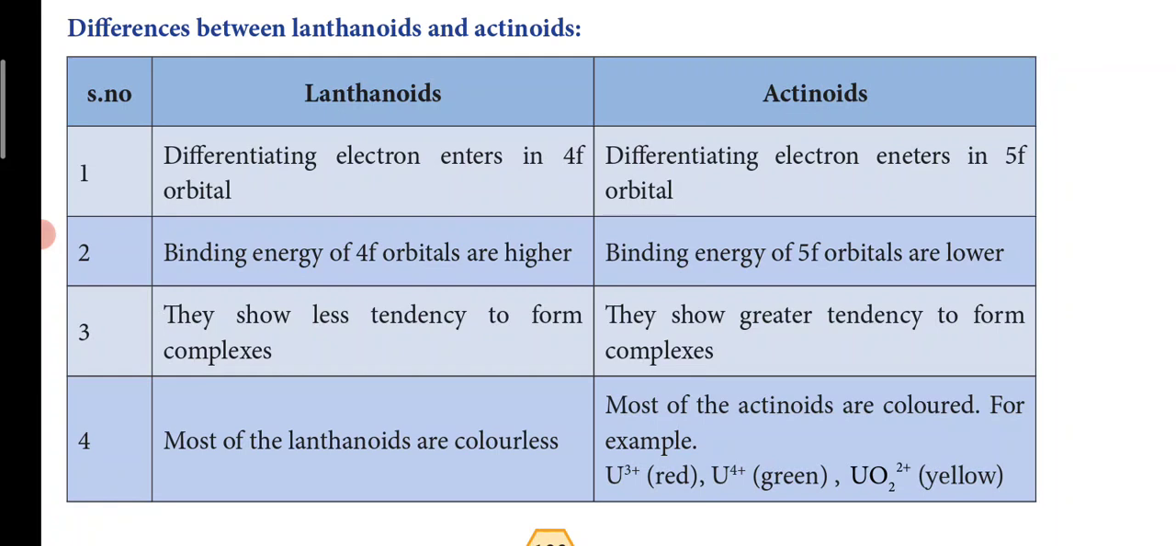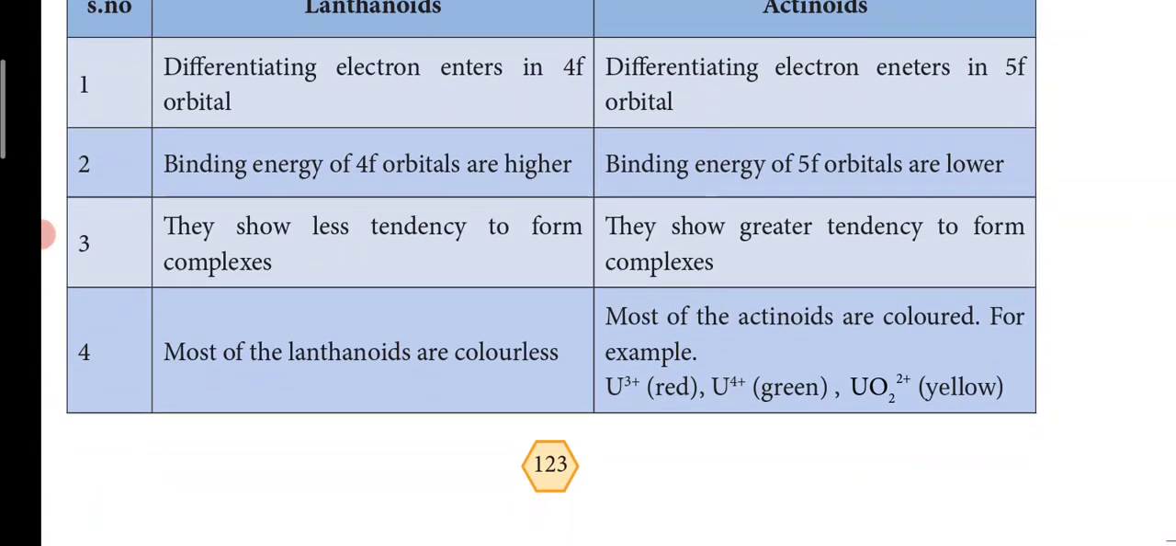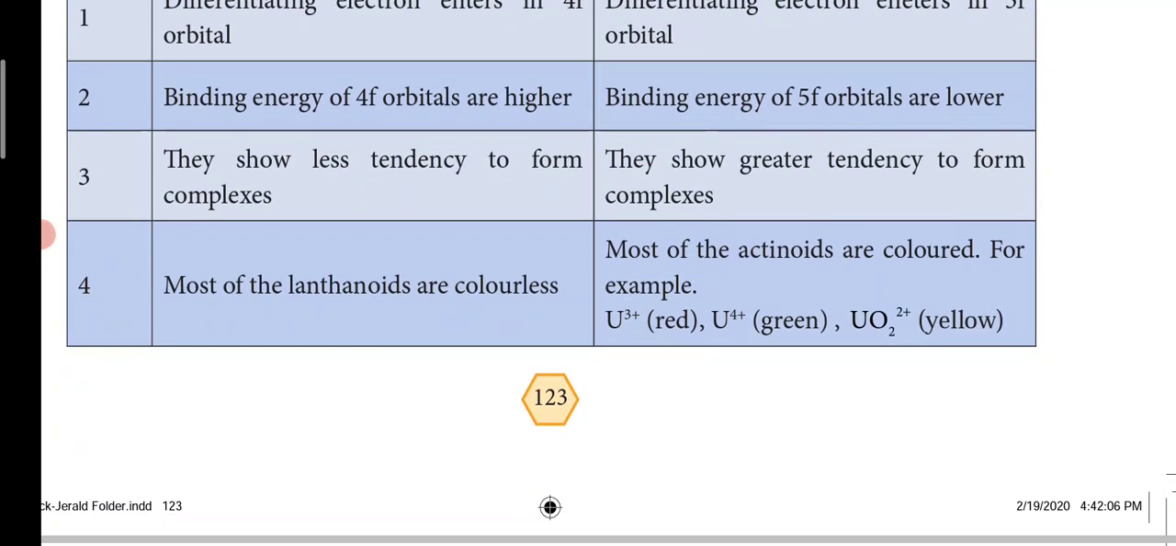In lanthanoids, the differentiating electron enters the 4f orbital, whereas in actinoids it enters the 5f orbital. The binding energy of 4f orbitals is higher and the binding energy of 5f orbitals is lower. So lanthanoids show less tendency to form complexes, whereas actinoids show greater tendency to form complexes. And most of the lanthanoids are colorless and most of the actinoids are colored.